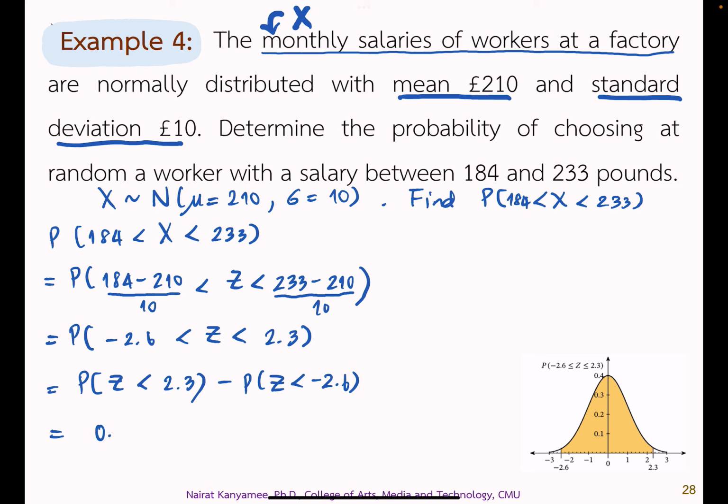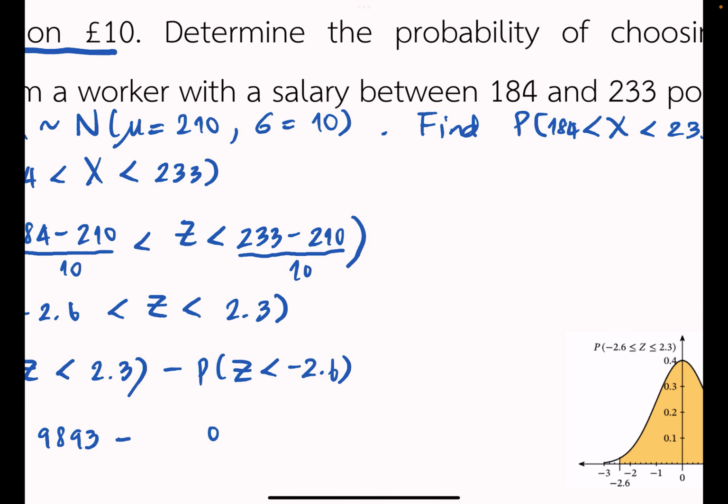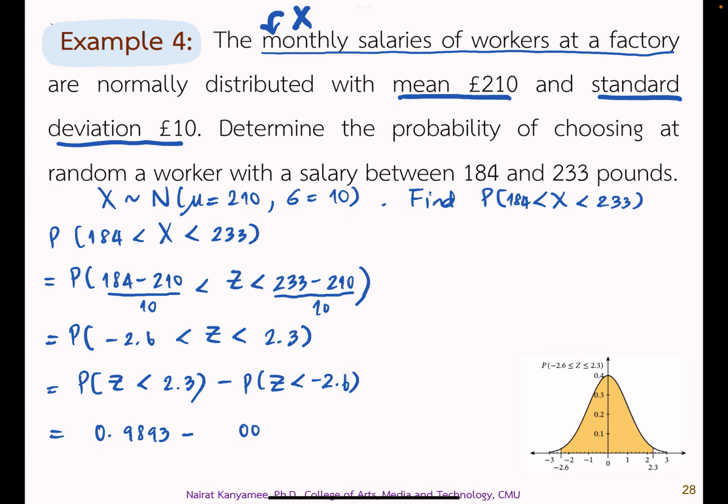This is 0.9893, and in the table, P of Z less than minus 2.6 is 0.0047. You subtract these two values, you get 0.9846. Okay, this is the answer. The chance that a person will get a salary between 184 and 233 pounds is about 98%.